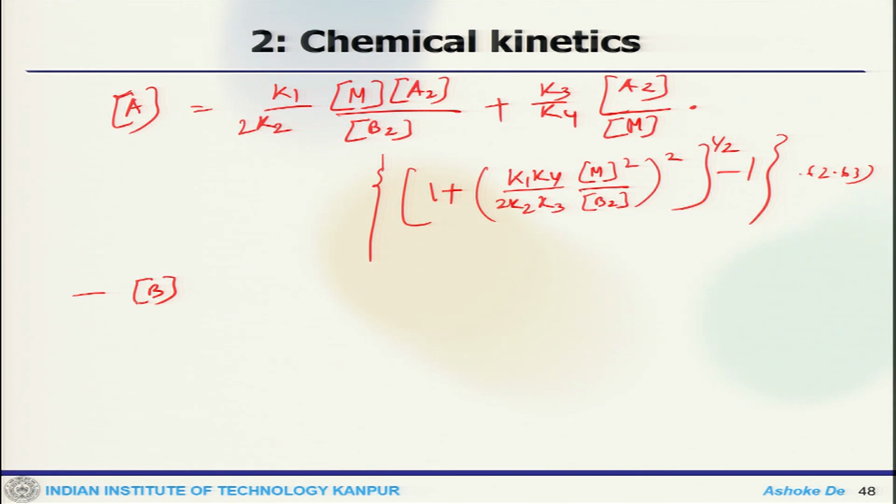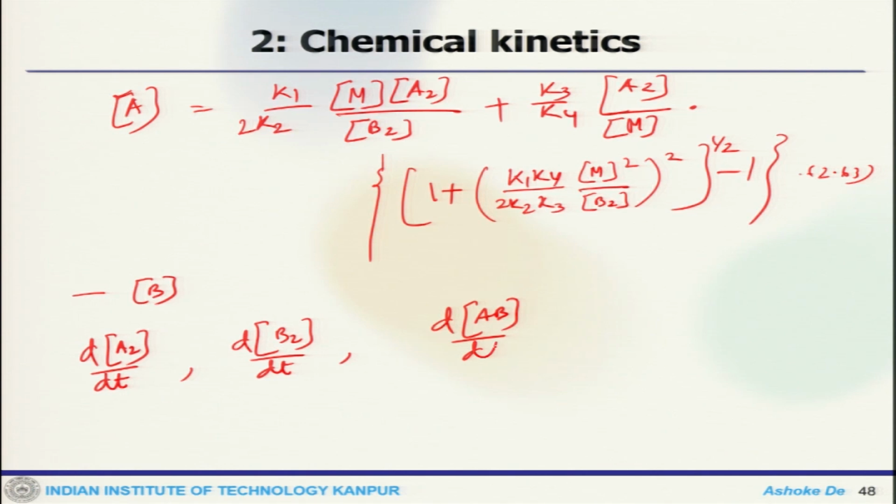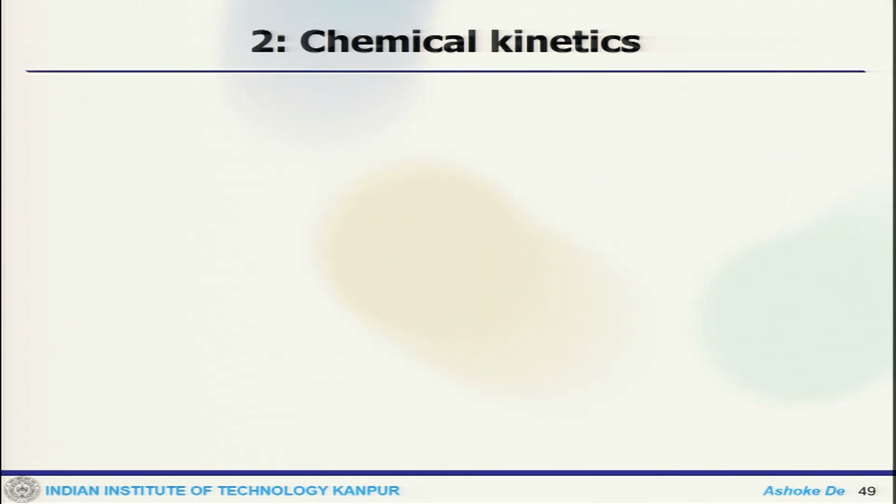Now with the steady state values of A and B, we can find dA2/dt, dB2/dt and dAB/dt for some initial values of A2 and B2. That is how, for different reactions and using the steady state approximation for chain reactions, one can find out the other quantities.